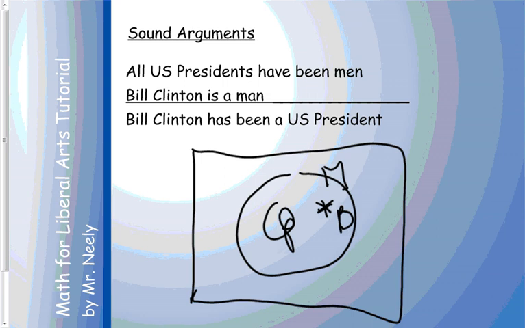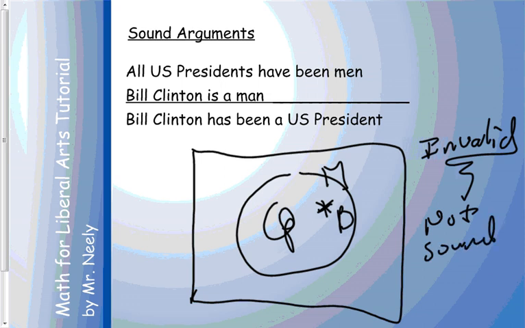So this is actually invalid. So we don't even have a valid argument. So because of that, it's not sound. I'm not even looking at the truth of the premises. If it's not a valid argument, then it's not sound. And so on to the next argument.